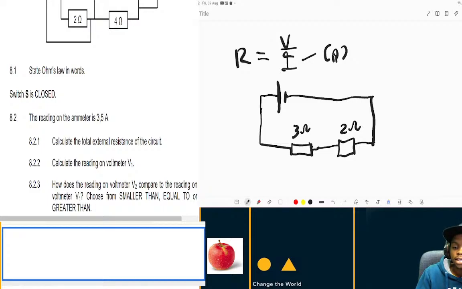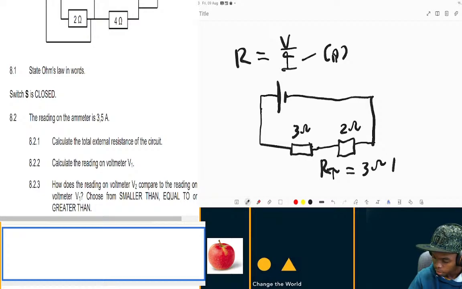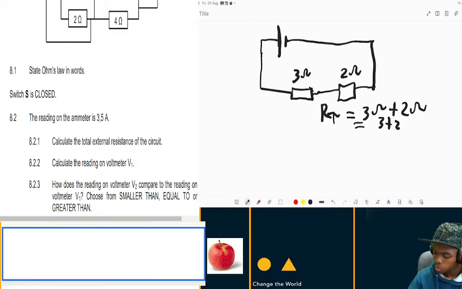So the total resistance is the resistance of the total circuit. Because these resistors are in series, we just add them. So my total resistance will equal 3 ohms plus 2 ohms, which is 3 plus 2, which will equal 5 ohms. So in this circuit, my resistance will equal 5 ohms.